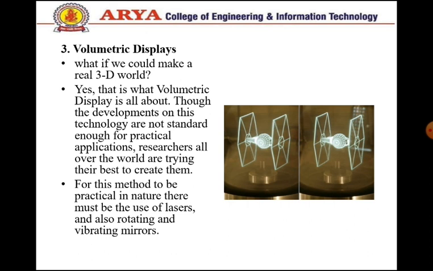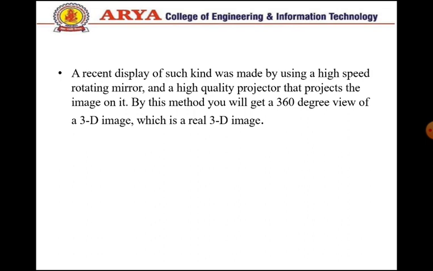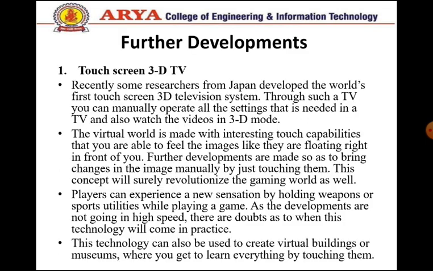For this method to be practical in nature, there must be use of lasers and also rotating and vibrating mirrors. A recent display of such kind was made by using a high-speed rotating mirror and a high-quality projector that projects the image on it. By this method, you will get a 360-degree view of a 3D image, which is a real 3D image.